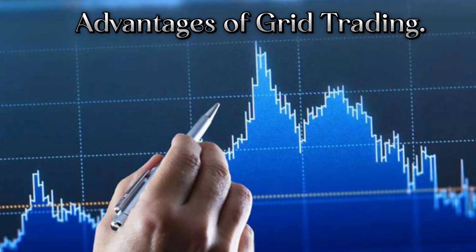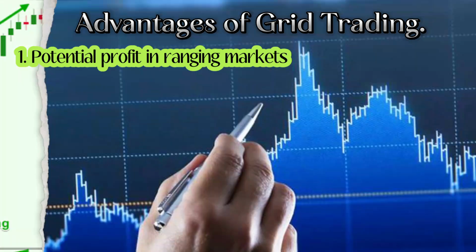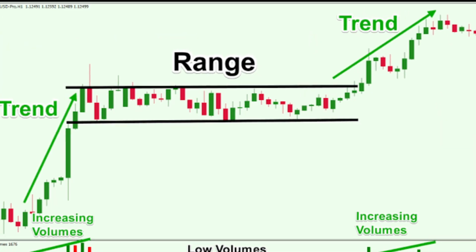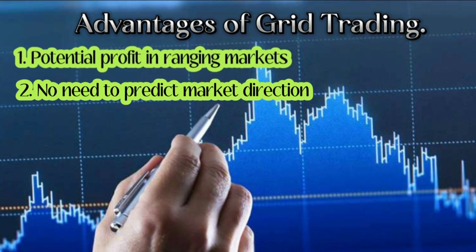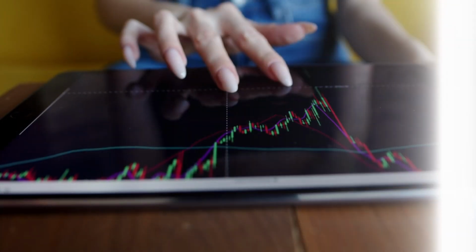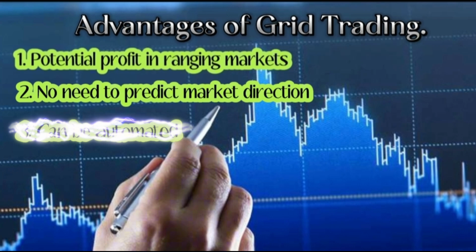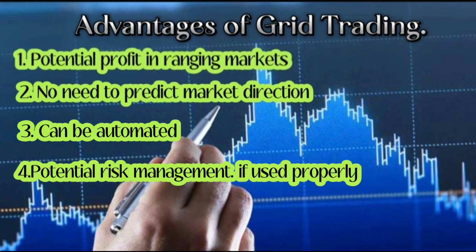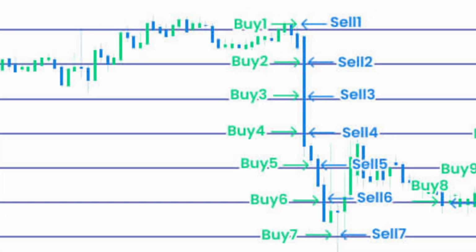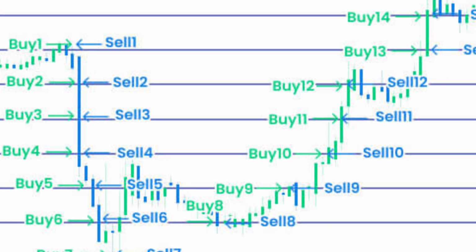Advantages of grid trading. 1. Potential profit in ranging markets. This strategy works well in markets that fluctuate within a defined range. 2. No need to predict market direction. The trader profits from price swings in both directions. 3. Can be automated. This strategy can be automated using trading bots. 4. Potential risk management. If used properly, with proper grid spacing and order sizing, risk can be managed effectively.